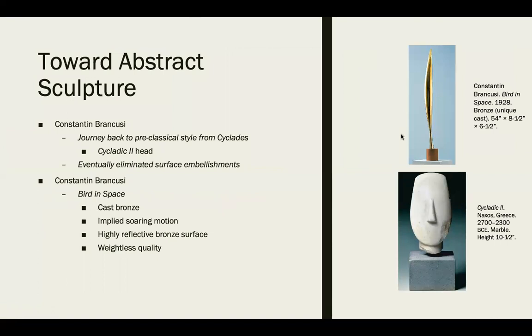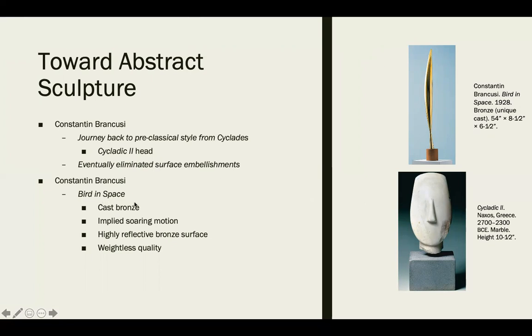This is another piece by Brancusi, and it is the journey back to pre-classical styles from the Cyclades. This is one of the heads that we see here. Very intense simplification. Obviously the only prominent feature is the nose, but we can assume where the eyes and the mouth might be, and the ears and all that.